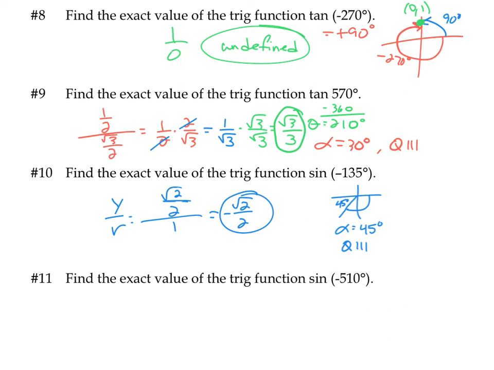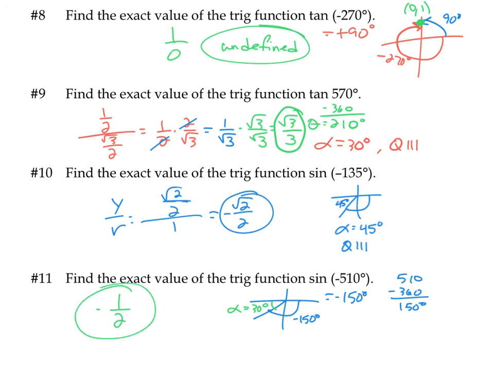Next one, negative 510 degrees. So if I do 510 minus 360, okay, that's 150 degrees. So this is the same thing as negative 150 degrees. Negative 150, okay, would be right out here. That's negative 150 degrees. And we'd have a reference angle of 30 degrees. Okay, reference angle of 30 degrees, that's a y value for sine. The y value is 1/2, so that's 1/2. And we're in quadrant 3, so I'd need a negative 1/2. Right, negative 1/2 for sine of negative 510 degrees.